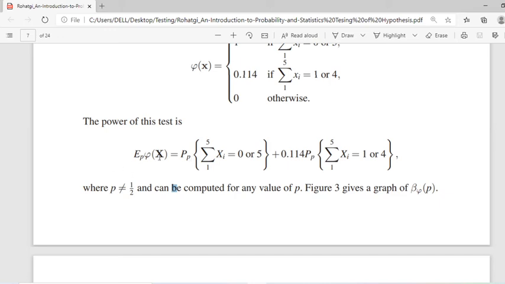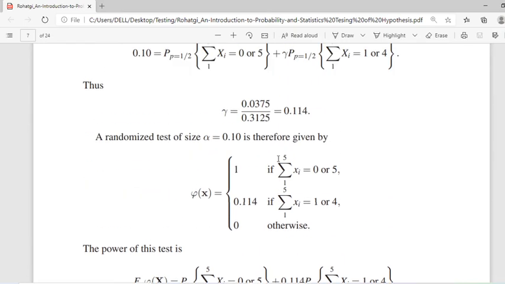So E_p of phi of x equals P_p of summation xi equal to 0 or 5, plus 0.114 into P_p of summation xi equal to 1 or 4, where p not equal to 1 by 2. So if we put 1 by 4, we can find out the power corresponding to 1 by 4. If we put p is equal to 3 by 4, we can find out the power corresponding to 3 by 4, etc. Whatever be the alternative hypothesis we are considering, we can find out the power based on that value. So this is a formula we can use for finding the power function.